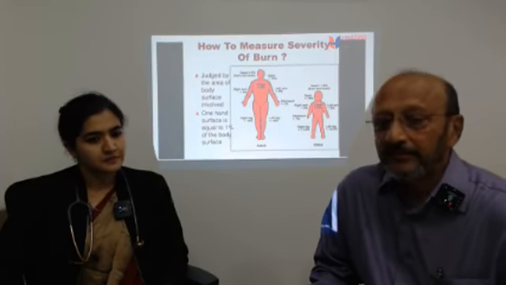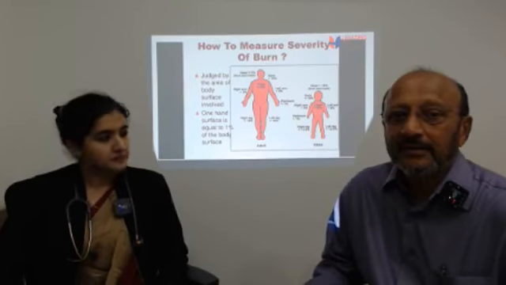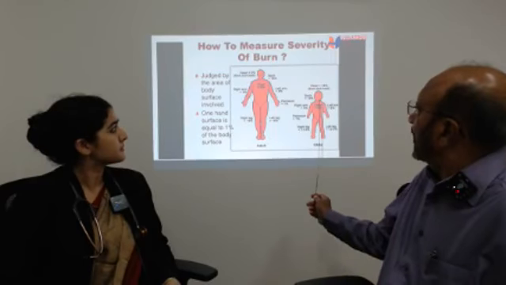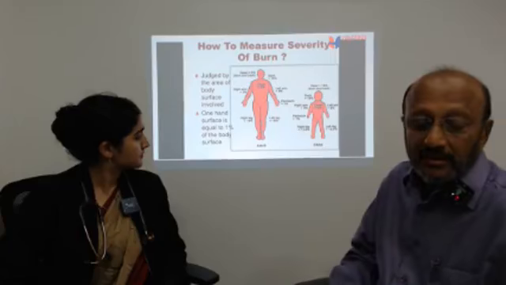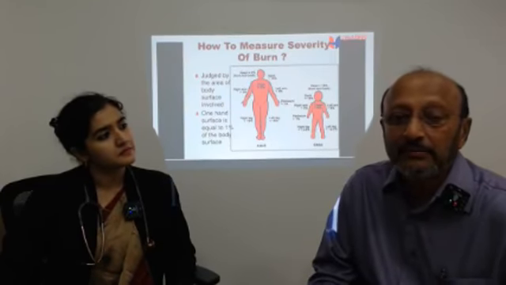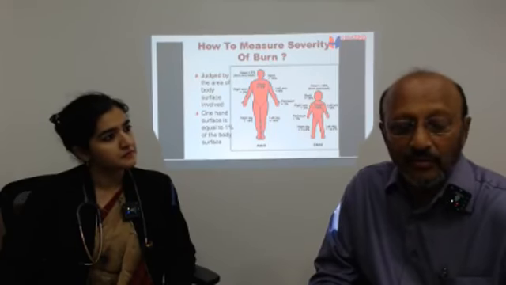In children, the head proportion is more. As you can see depicted in the chart, this is 18%, and the rest goes according to the chart. Using a chart to estimate the burn and also the depth of the burn is very essential, and this is the standard followed all over the world.